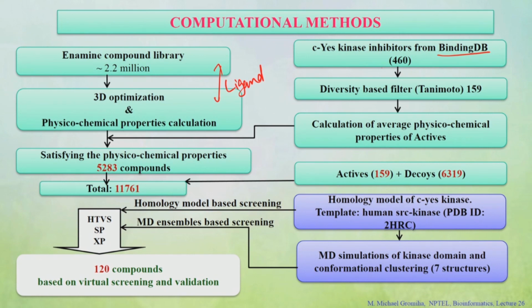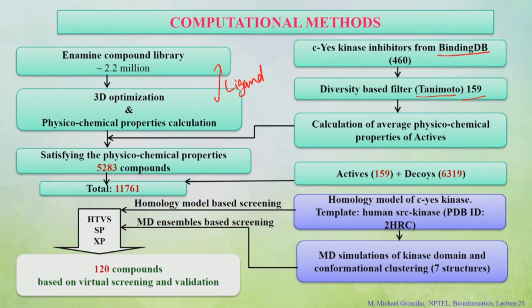Now, of all the 460, some of them are similar, some of them are diverse, and we need diverse compounds. So, we get the diverse compounds using the Tanimoto coefficient, which I will explain soon. In this case, you can reduce these 460 into 159 ligands. Then for these, we calculate some of the physicochemical properties. These are called actives, because the binding affinity is already known. So, they are known as inhibitors, right.